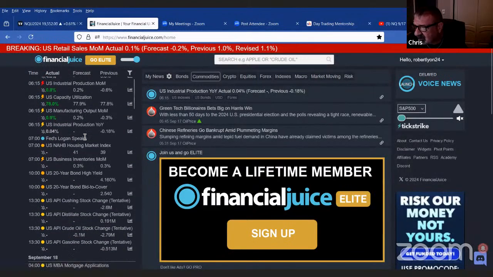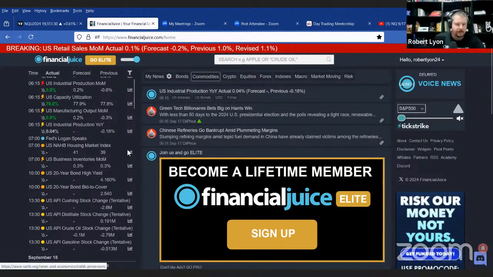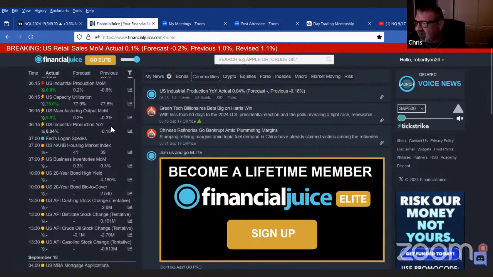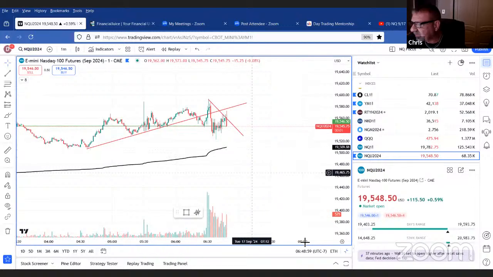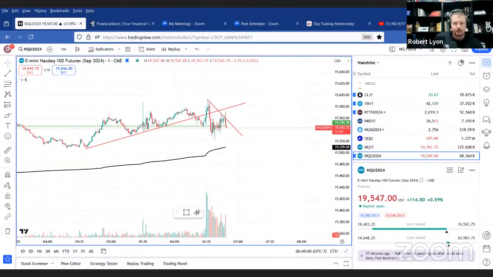So we got the Fed, Logan speaks at 7, U.S. housing market, U.S. business industry. So it's not life threatening at 7 actually, but if you see a lightning bolt, something's going to happen. A lightning bolt is higher impact news. A red lightning bolt is going to be a big move. Yellow, it could be nothing, it could be some action. Okay, we'll see. Oh, we're finally breaking to the downside now.